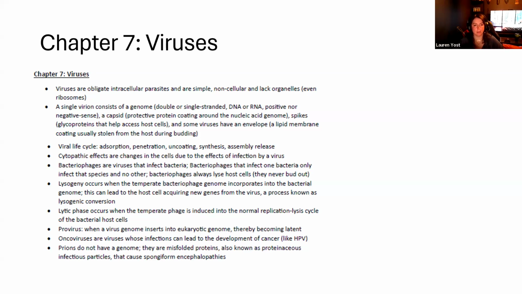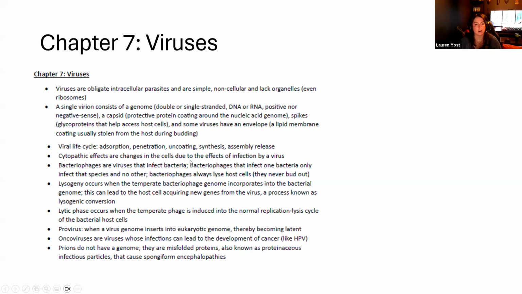Viral life cycle: absorption, penetration, uncoating, synthesis, assembly, and release. 1, 2, 3, 4, 5, 6. It's supposed to be 6. Assembly and release are separate from one another. If I asked you to tell the story of the virus, don't just tell me these 6 words. Tell me what each word means and how they relate to one another in terms of the virus, right?